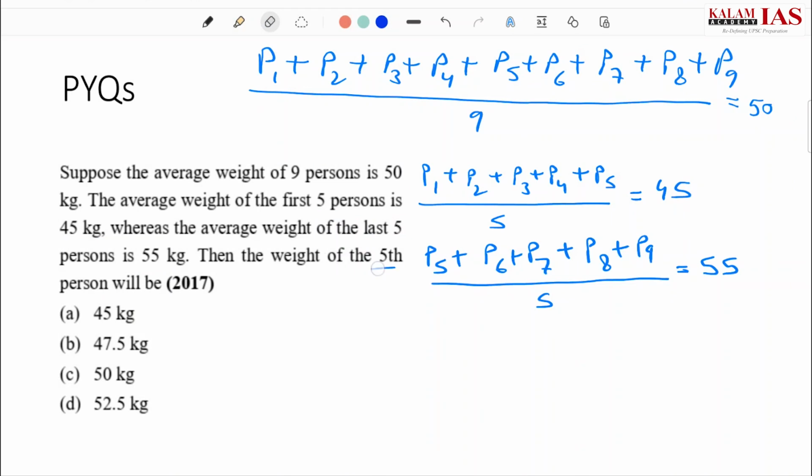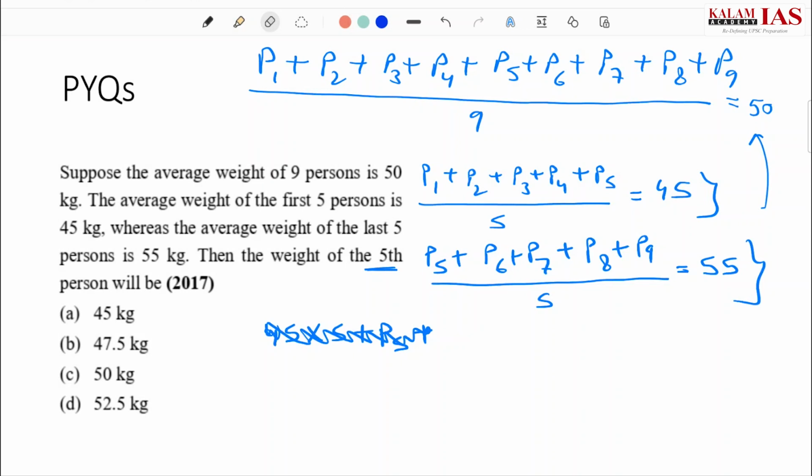Now they are asking the weight of the fifth person. Now we can substitute the value of P1 to P5 from this equation and P5 to P9 from this equation into this equation and get our answer. Substituting, we get 45 into 5 plus P5, and wait, we'll do it in another way to make it simpler.